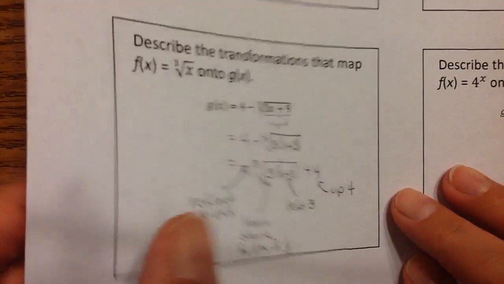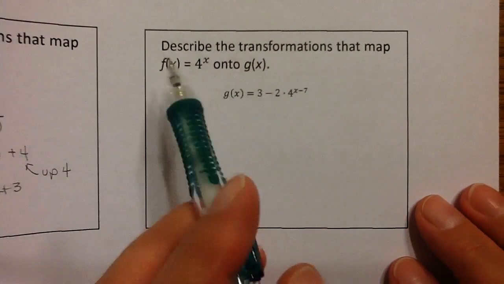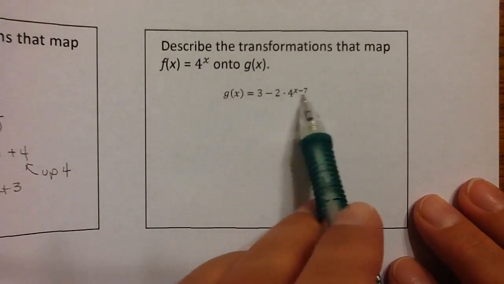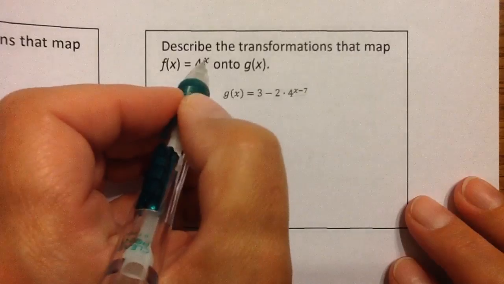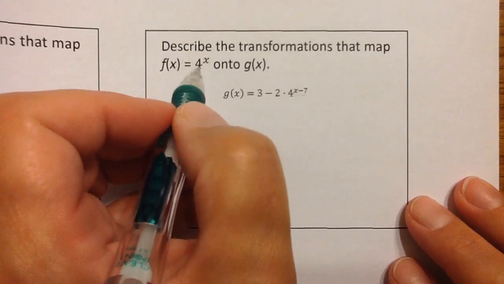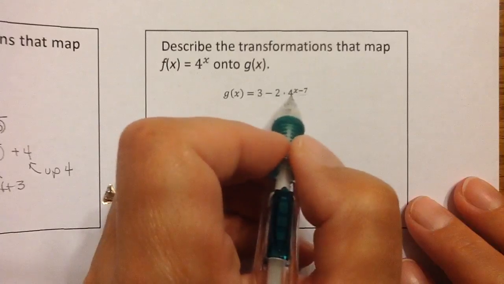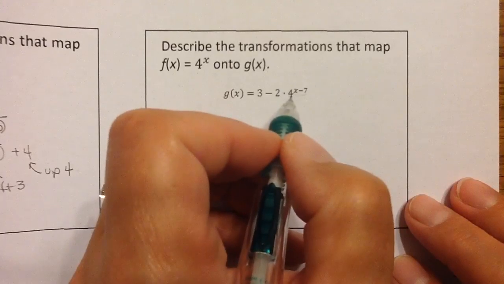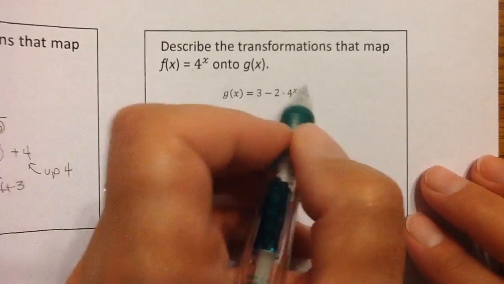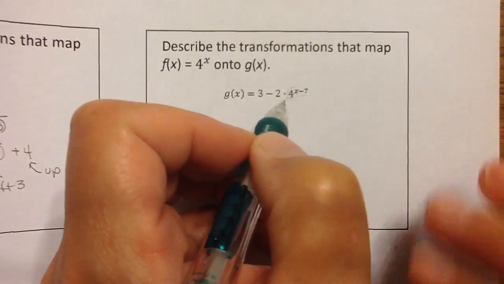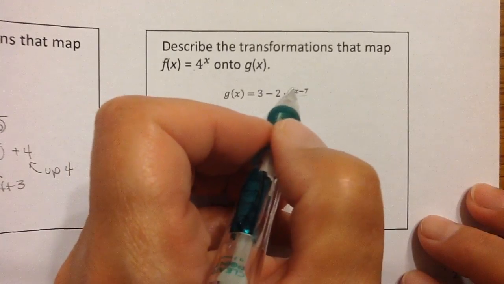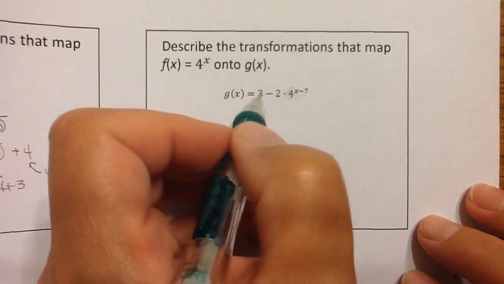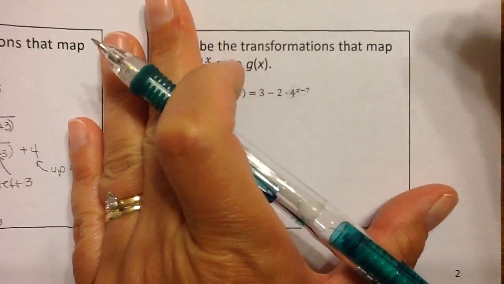One more on this page, and that's to describe the transformations that map this one, 4 to the x, onto this new one down here. This one's a little bit tricky because 4 to the x is an exponential function, and what students often want to do is consider what the 4 has done, whether it's been a stretch or a shrink, and it doesn't do anything because 4 to the x was already there. So this 4 to the x is the original function's output. It's the things that have been done to it, like minus 7, times 2, and then adding 3, that are actually the changes.